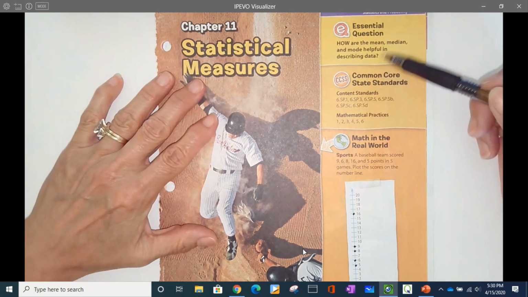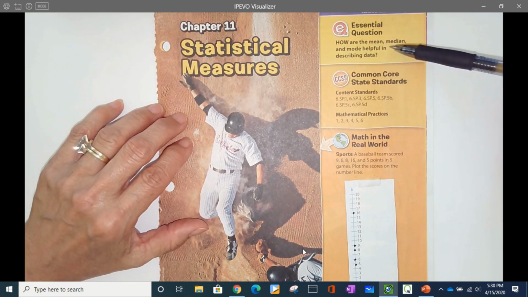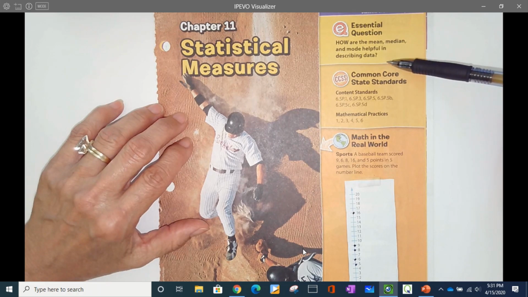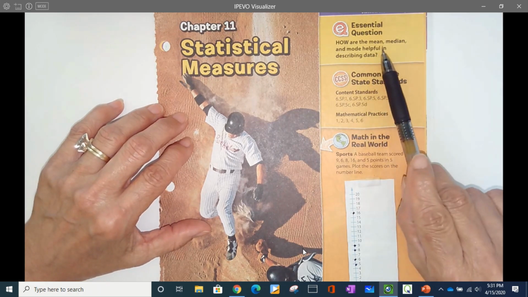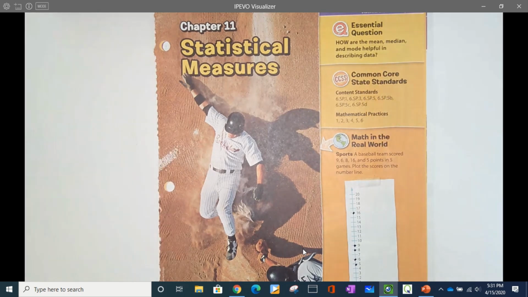So in this particular chapter, we're going to talk about how the mean, median, and mode are helpful in describing data. Okay, how are the mean, median, and mode helpful in describing data?